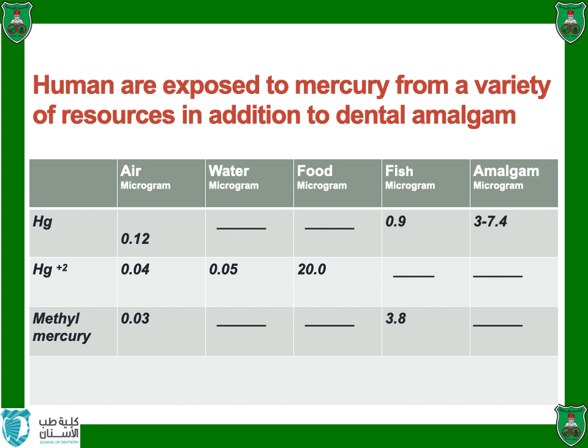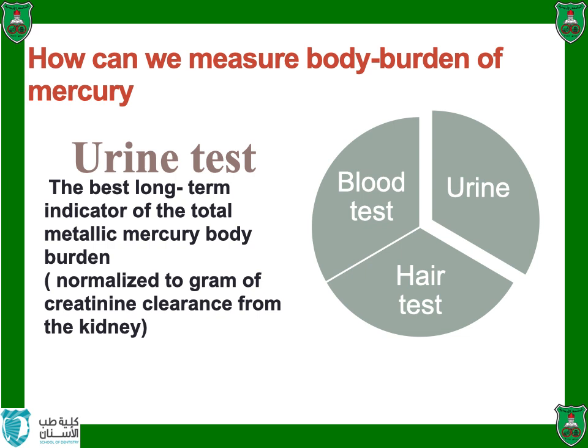Now, how can we tell how much mercury is present in the body? Usually, we use different tests like blood, hair test, or urine. However, the urine test is the best long-term indicator of the total metallic mercury body burden, and usually it's normalized to grams of creatinine clearance from the kidney.